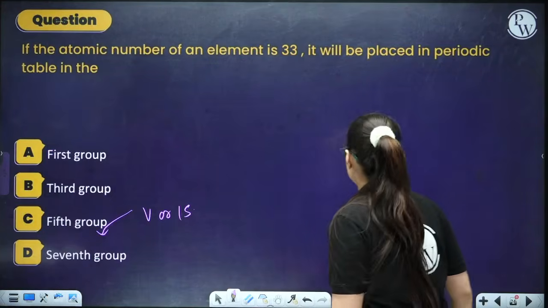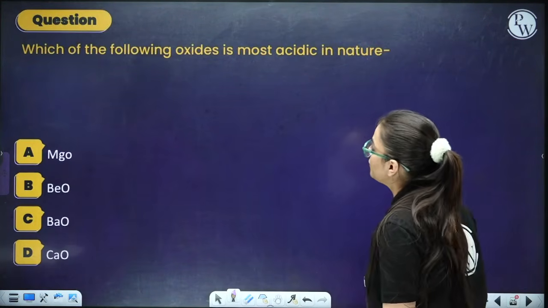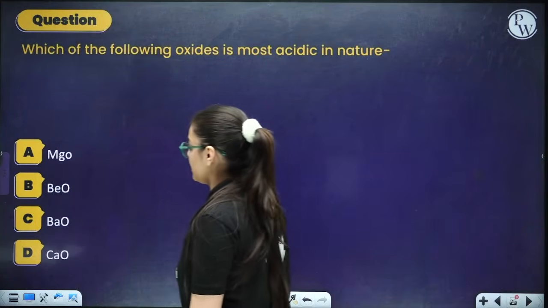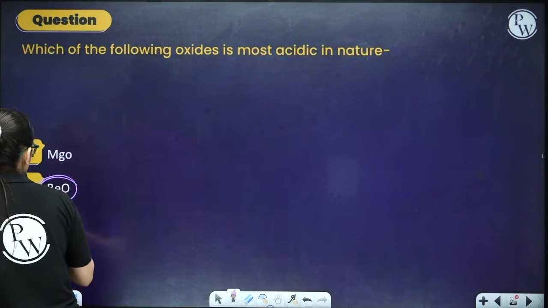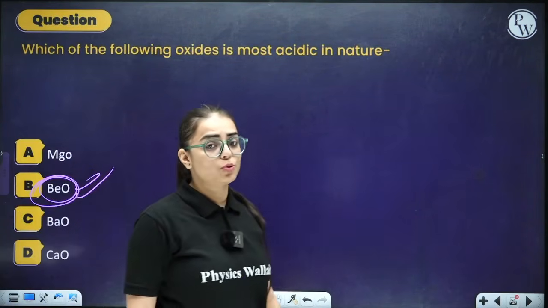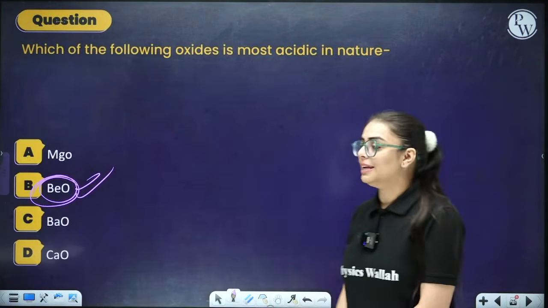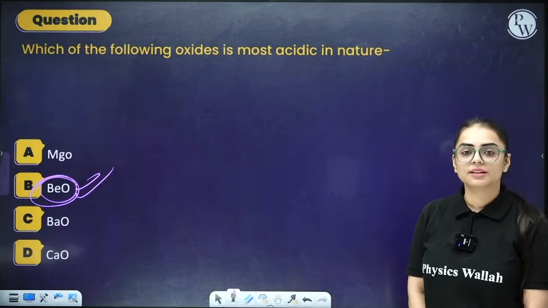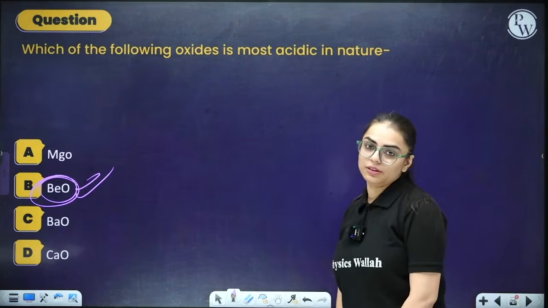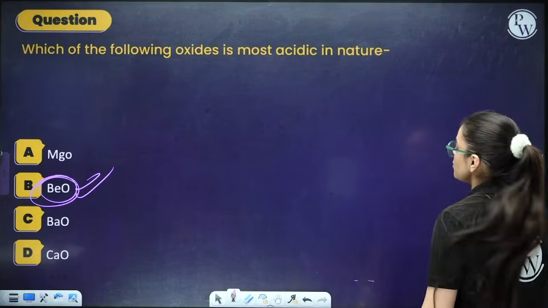Next: which of the following oxides is most acidic in nature? Let me tell you, students, BeO is most acidic in nature. Why? Because metallic character increases as we move from top to bottom. If metallic character increases, that means basic character is increasing, right? So the most acidic will be BeO. Clear? Moving on to the next question now.